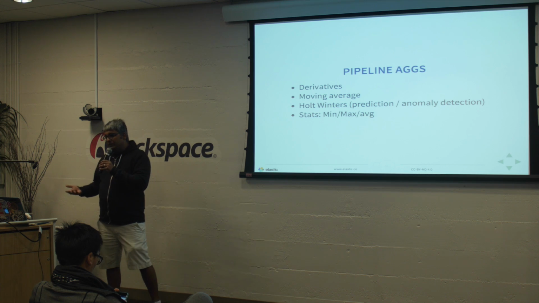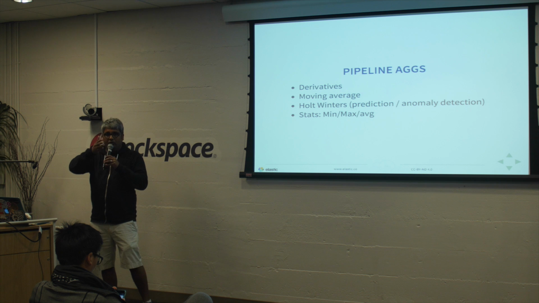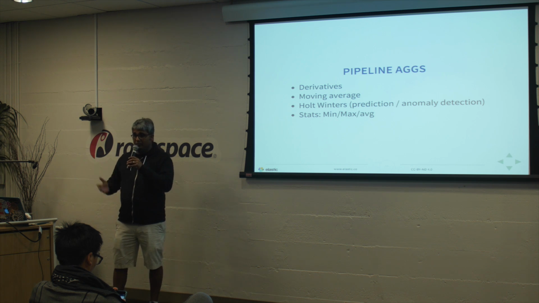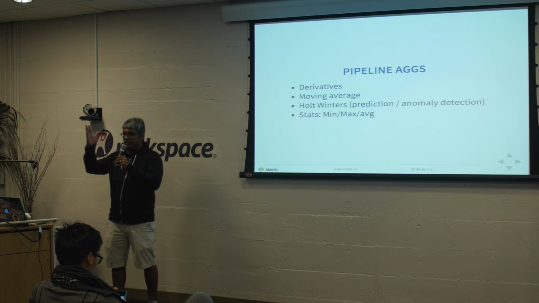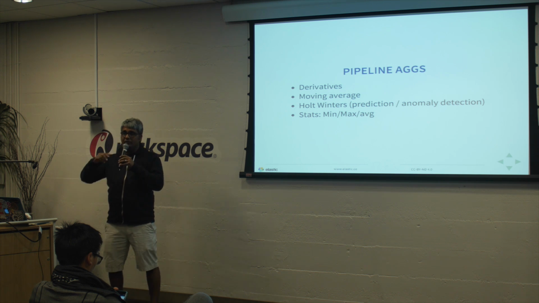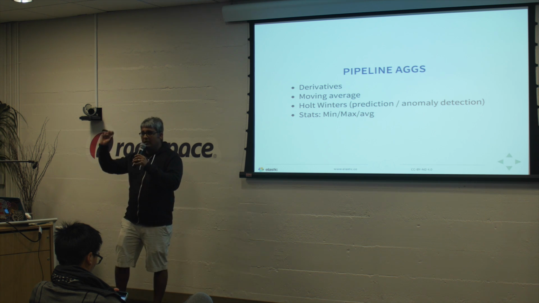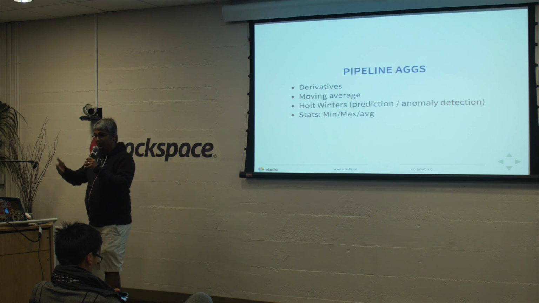So basically, if you're looking at sales data and June had so much sales and July had so much sales, you can run a pipeline aggregation to say, okay, what was the delta between June and July, and then July and August, and so on. So that would be the derivative.